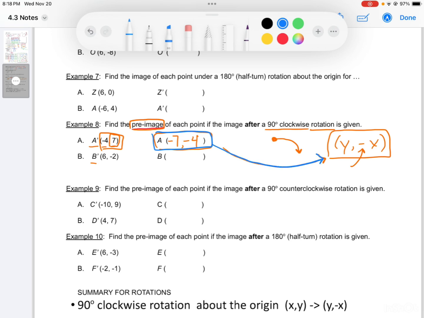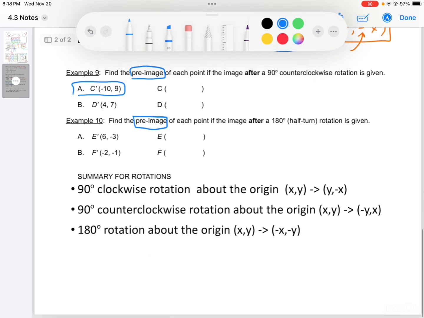And if you're ever unsure about a point, you could always just apply the rule to it and see if it ends up at this prime value. On 9, you're also looking for the preimage, and on 10, you're looking for the preimage. So that's going to be, where did I start? This is my finish. How did I get there after applying the rule?